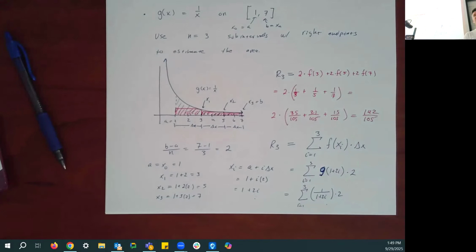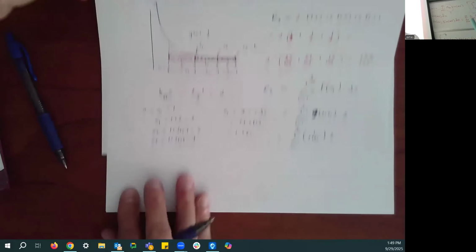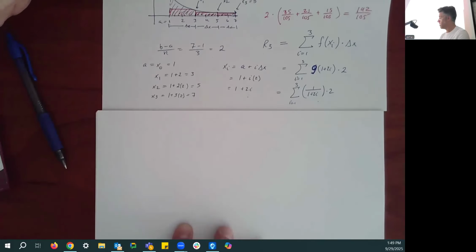So why might we care about finding the area under a curve? Like, what does it tell us? Well, it depends on what the curve was telling you in the beginning. One example of this is the following.